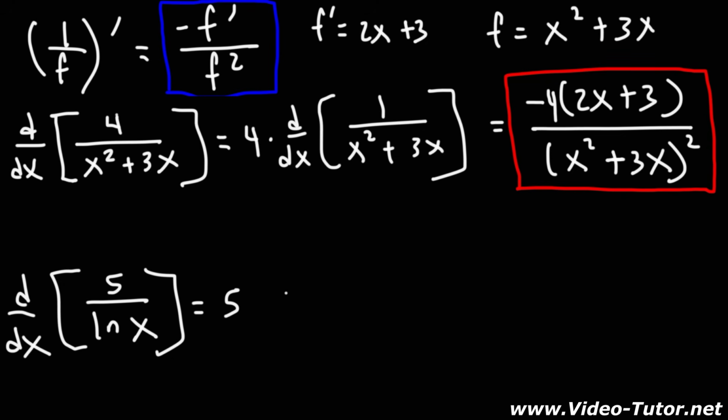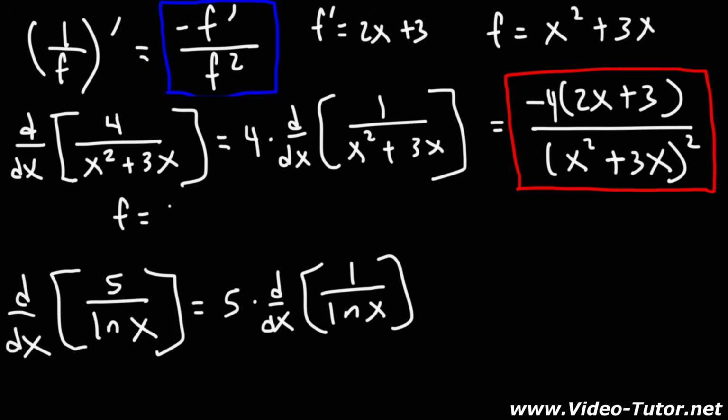Now for the next one, I'm going to move the constant 5 to the front. So we're differentiating 1 over ln x. So f is ln x. f prime, the derivative of ln x, is 1 over x. When you differentiate ln u, it's u prime over u. So for ln x, it would be the derivative of x, which is 1, divided by x. So it's 1 over x.